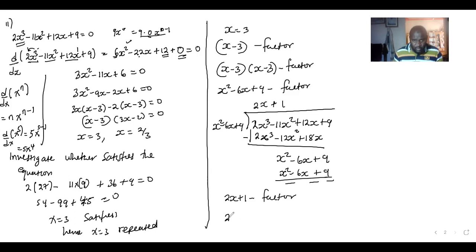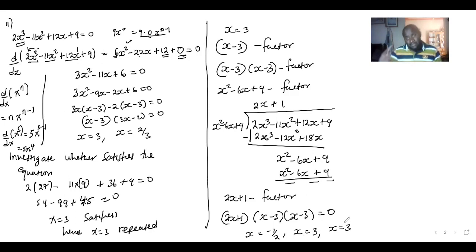So the product is 2x plus 1 times x minus 3 times x minus 3 is equal to 0, which is the factorization of that function. But because they said solve, the answer has become x is negative a half, x is 3, and x is 3 again. I told you if you don't want to write x is 3, x is 3, write x is 3 repeated. Okay? Any questions on this example before we have another one?